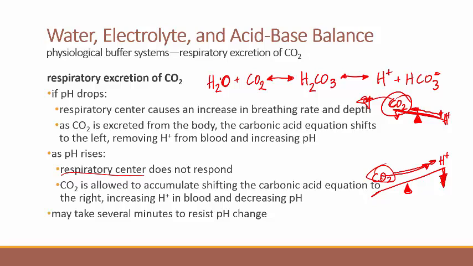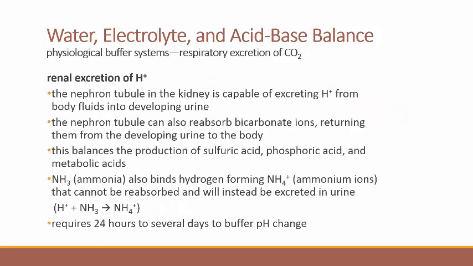So this can happen in a relatively short period of time. Over the course of several minutes, we can resist change in pH by altering the amount of CO2 that we breathe out. Breathe out more CO2, we make the body more basic. Breathe out less CO2, we can make the body more acidic. Okay, so that's how breathing can affect pH. Let's look at how urine can affect pH.